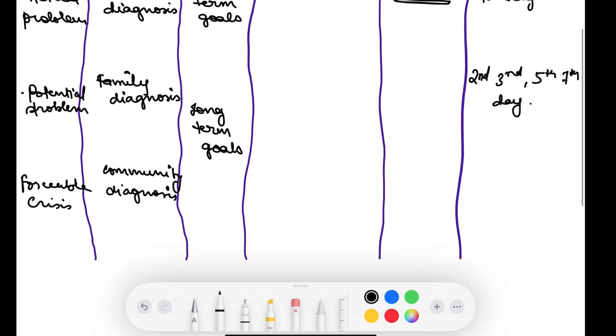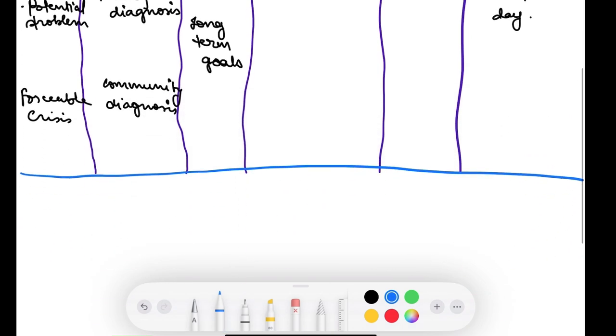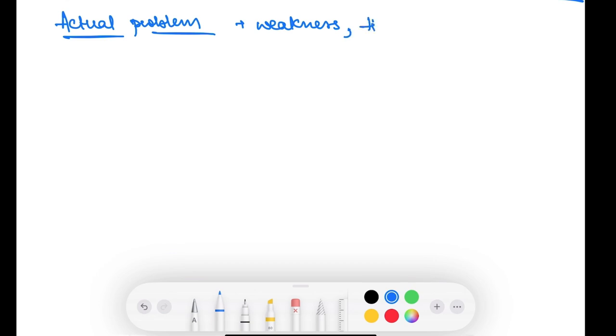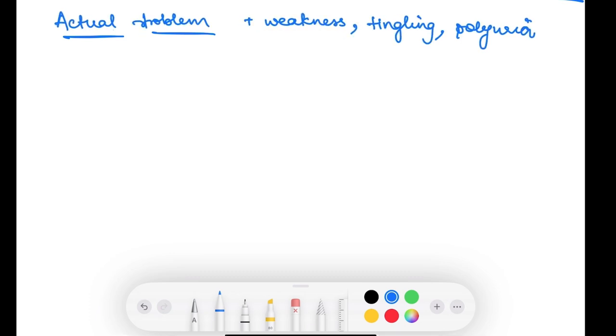Further, we will discuss the assessment part: actual problem, potential problem, and forcible crisis. The actual problem is the problem we are facing at present. For example, I am facing weakness or pain due to some condition, like hypertension or diabetes mellitus, or weakness, tingling sensation, or polyuria, any complaint that we are facing at present.